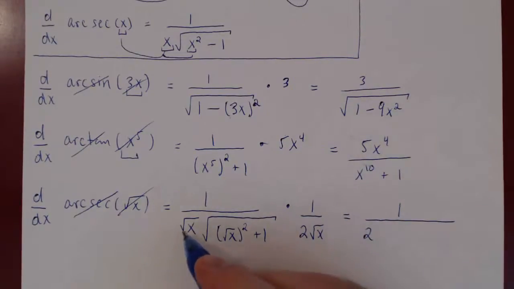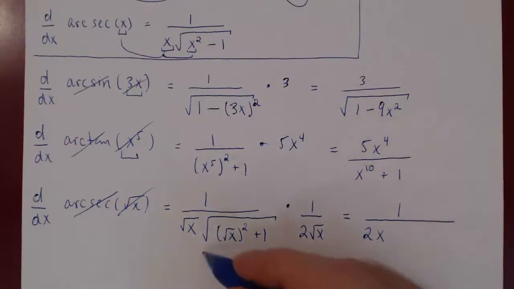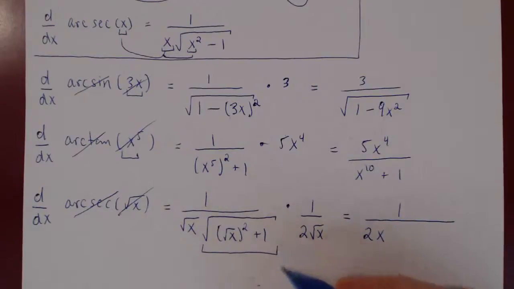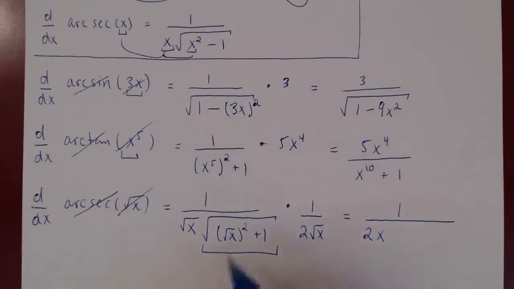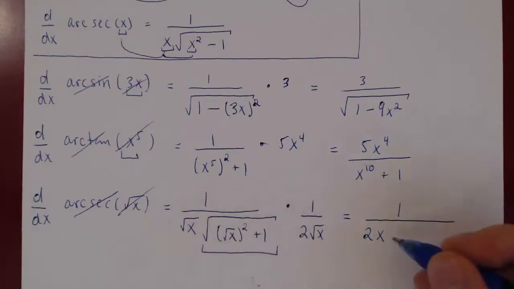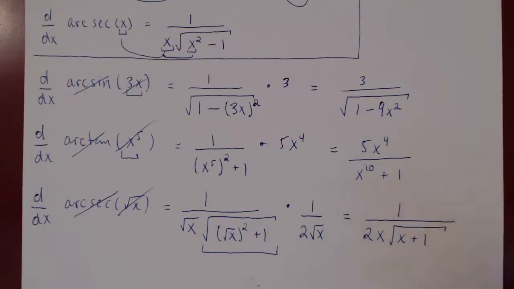And if you look here, we have root of x times root of x. That's just x. And then we have the leftover root here. And if you look, we have the root of x squared, but that's just x. So you're left with the root of x plus 1. And that's a derivative of arcsecant of root of x. Let's throw in there some exponential and logarithmic functions.